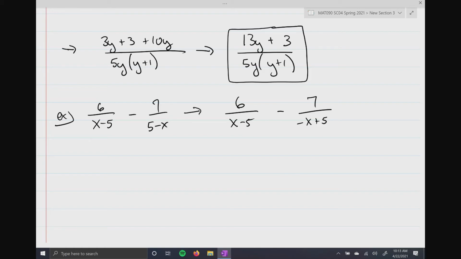So here's what I'm going to do. I'm going to rewrite the first fraction. I'm going to put a minus sign. I'm going to factor a -1 out of the denominator of the second fraction.